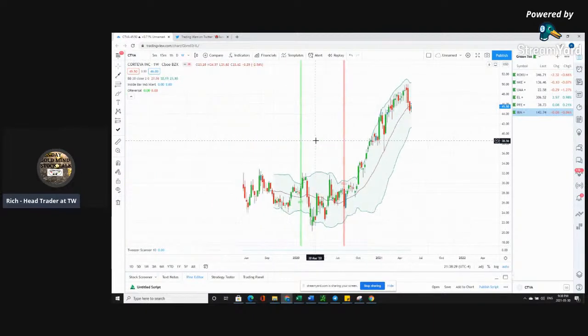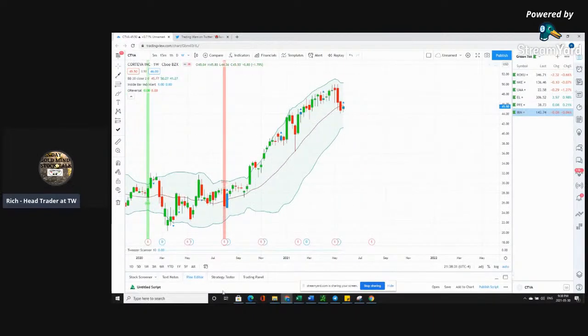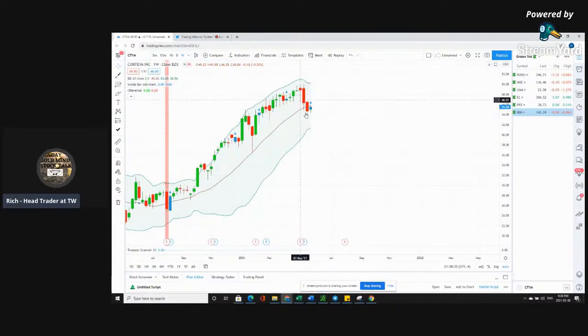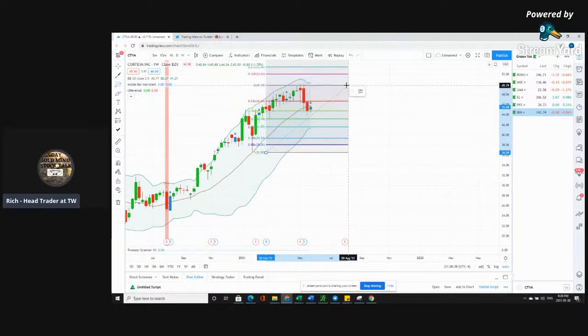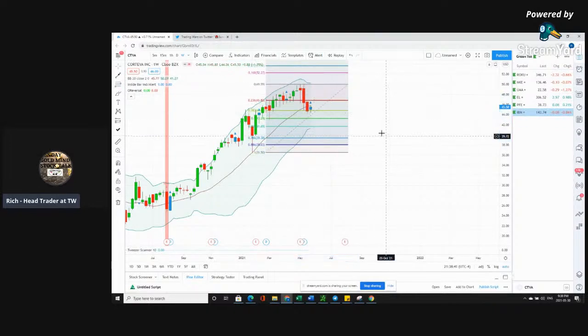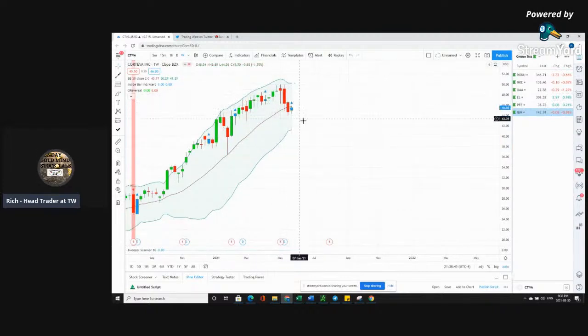So CTVA, Corteva, beautiful. Oh, that's Cortana. Okay, anyways. So we have the inside week here. This is a nice one. This one is on a fib. Let's take it from this low to high. Okay, right there on the 382. This is a nice shot here. You can take a try here, break above the high, short below the low, see where it goes. So it's a very decent setup.